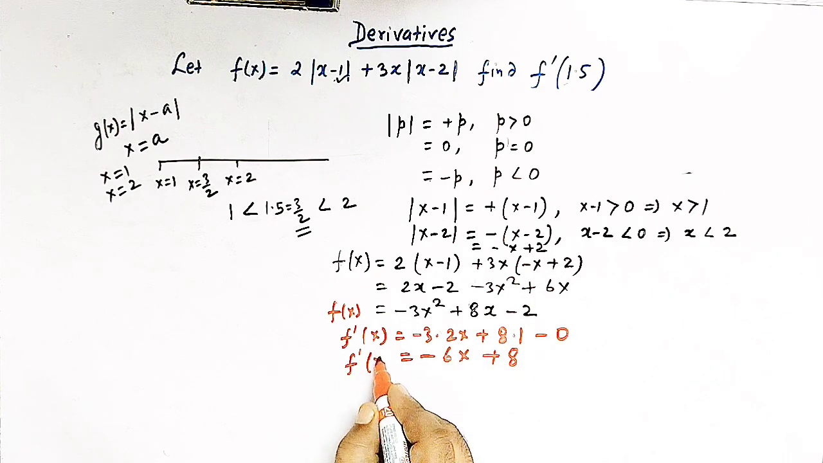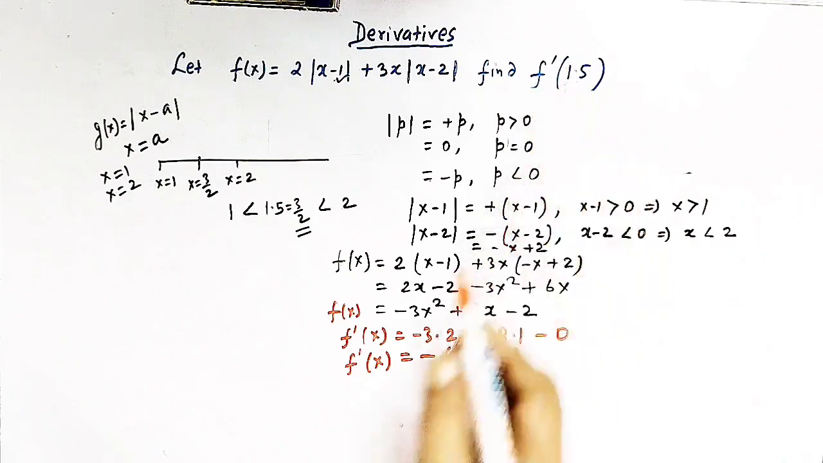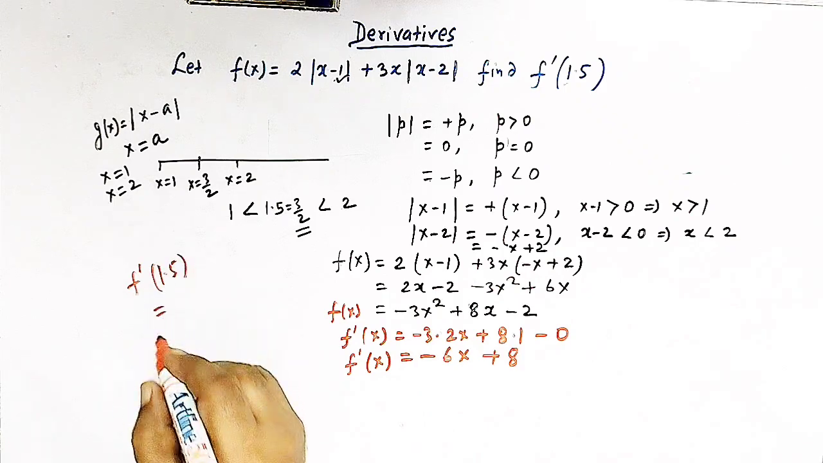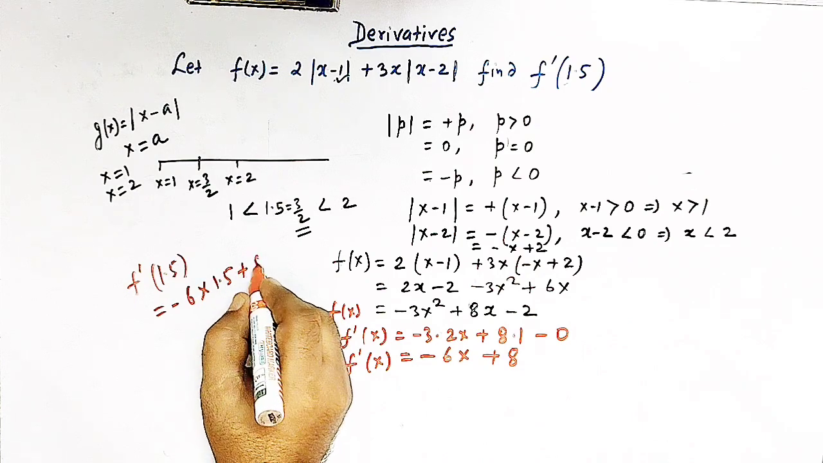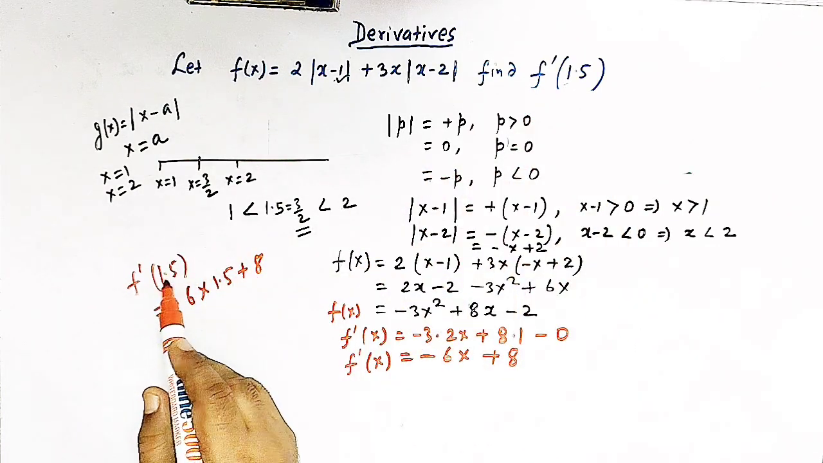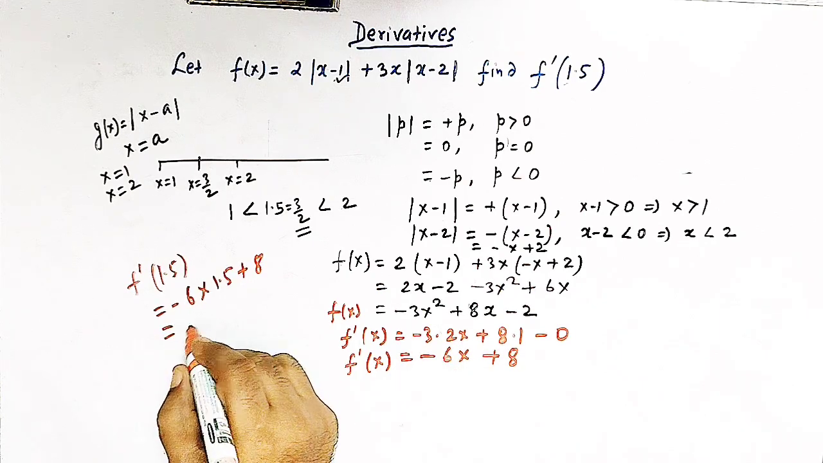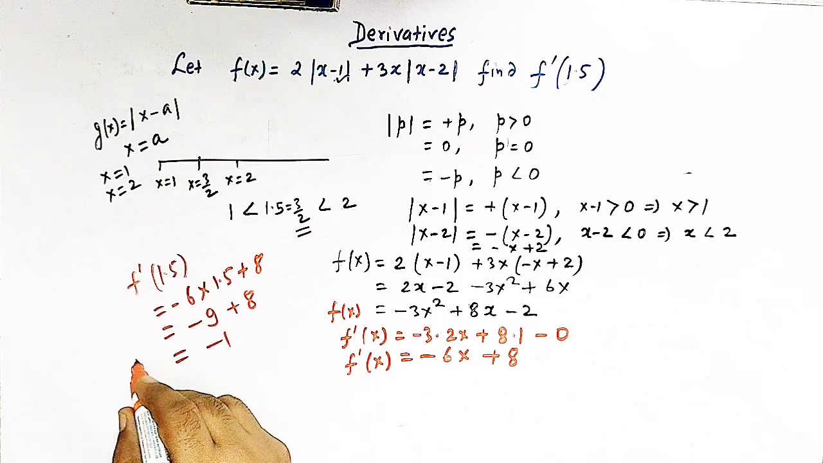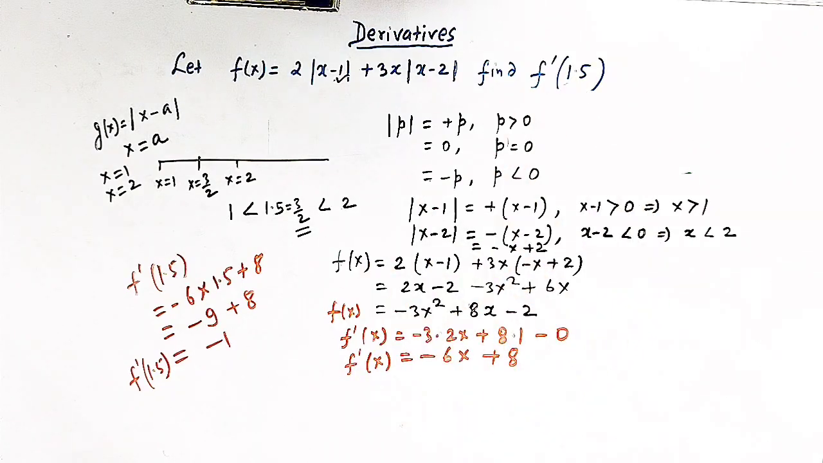So the derivative is a linear function, and we have to find f prime of 1.5. So we can now write f prime of 1.5 is equal to minus 6 times 1.5 plus 8. So substituting x is equal to 1.5 in this expression, we have now minus 9 plus 8. So this is minus 1. So the derivative of this function at this point 1.5 is equal to minus 1.